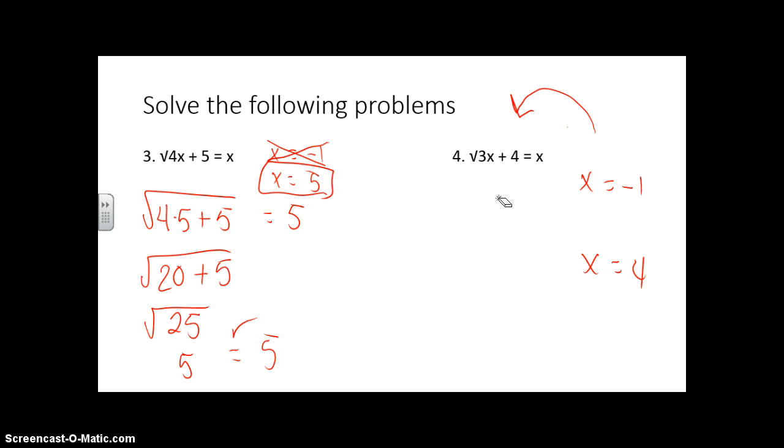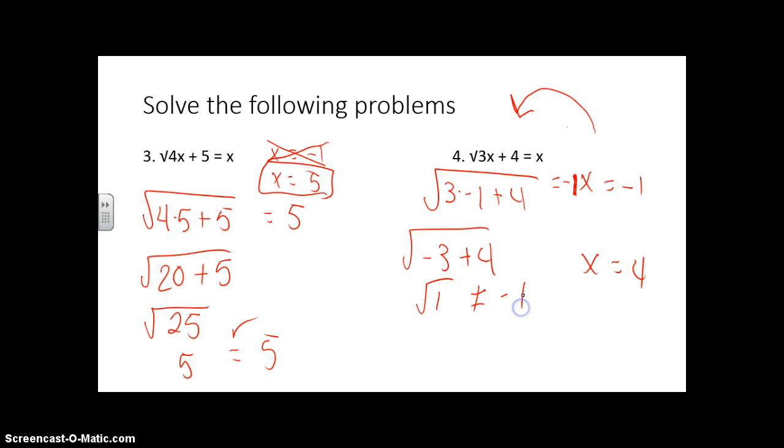Let's first plug in x equals negative 1, so I have the square root of 3 times x, which is negative 1, plus 4, and that needs to be equal to x, which is negative 1. 3 times negative 1 is negative 3, plus 4. Negative 3 plus 4 gives me 1. Square root of 1 does not equal negative 1. So x equal to negative 1 does not work.